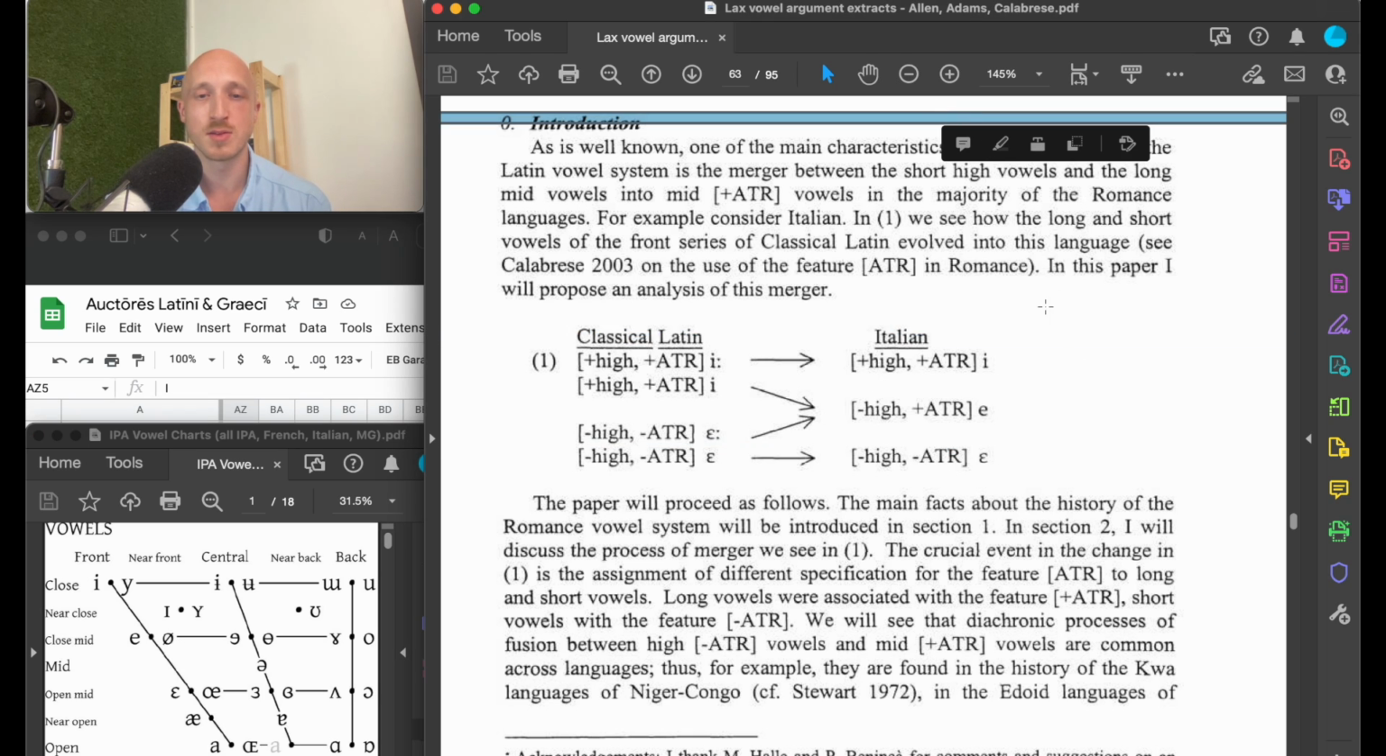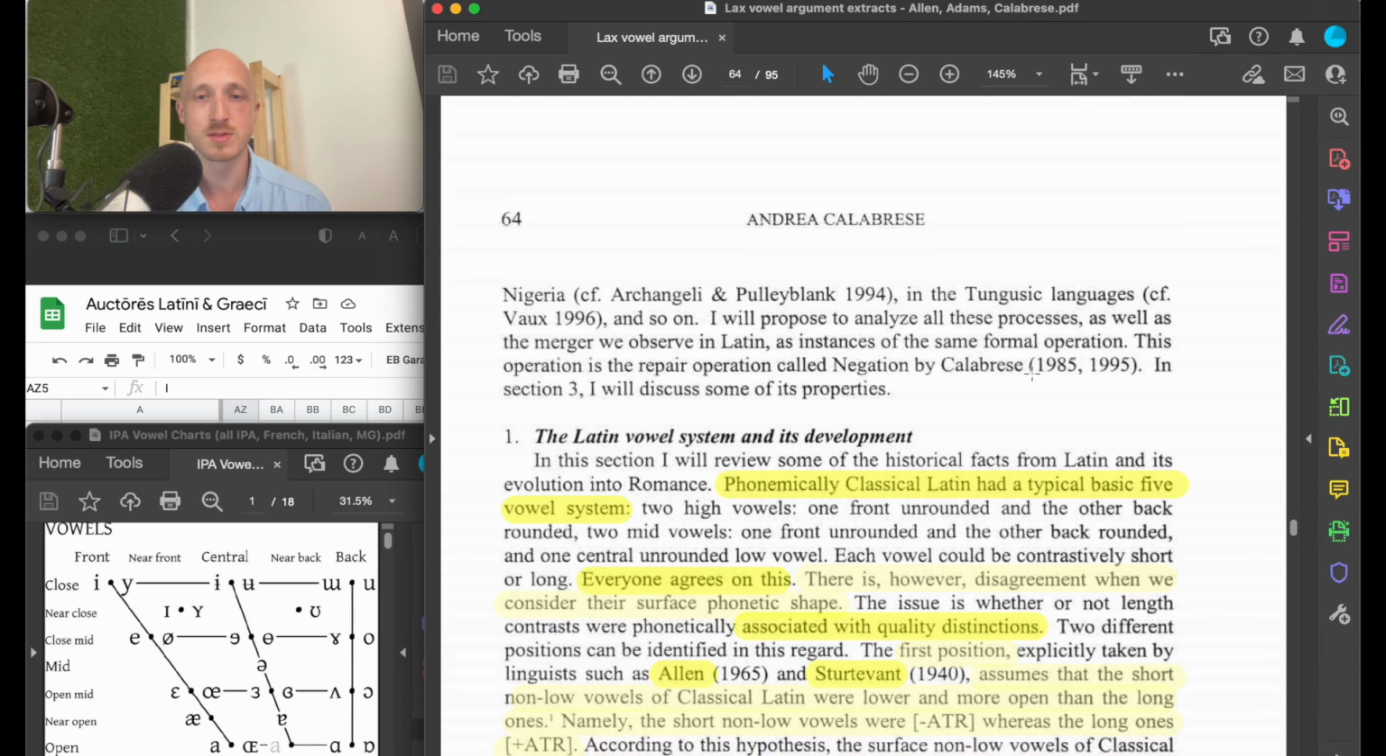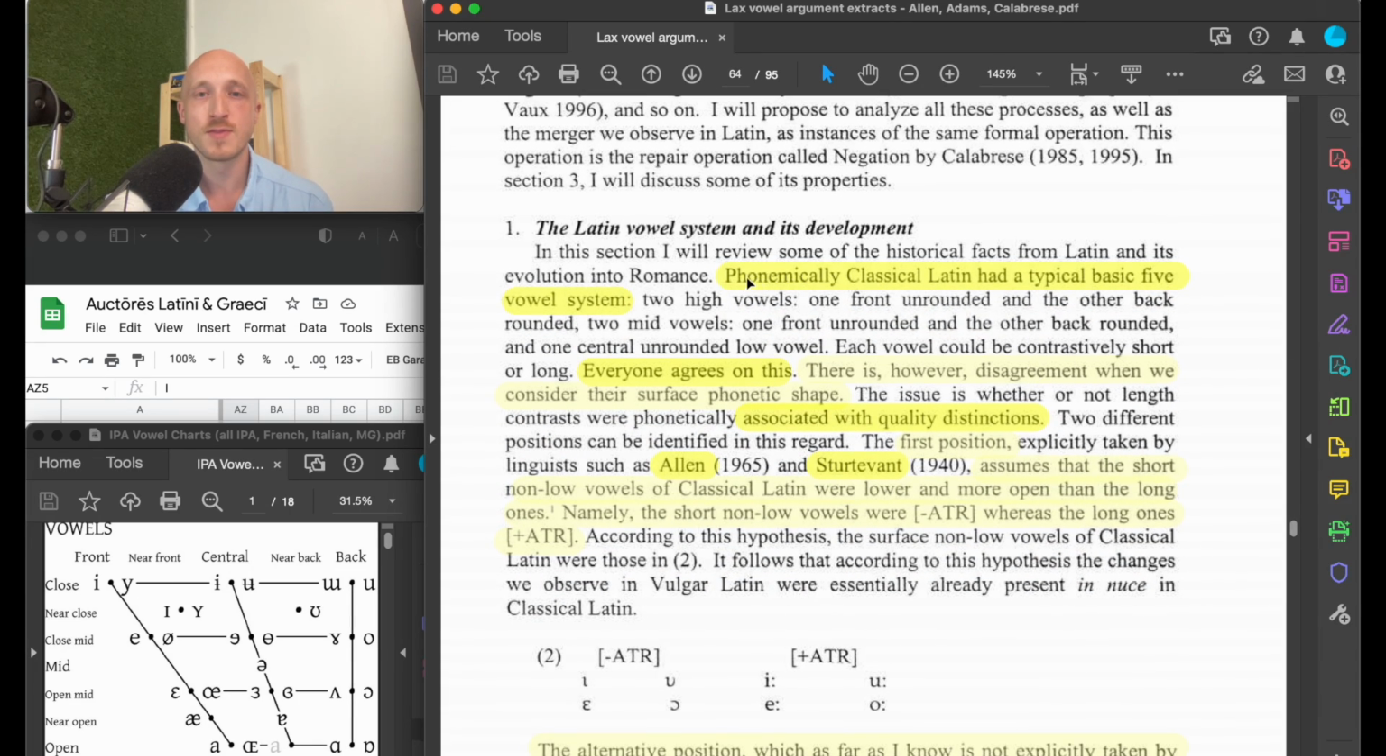So he goes through all this, and the whole paper is worth reading. Phonemically, classical Latin had a typical basic 5-vowel system, and the difference between them primarily was that of length. Everyone agrees on this. That's true. And those out there, especially English speakers who teach Latin, who insist on using qualities to distinguish the long and short vowels, because that's what we do traditionally for our English language with long and short vowels, as we call them, is of course wrong. And that is not how Latin works and ought, frankly, not to be taught in that way.